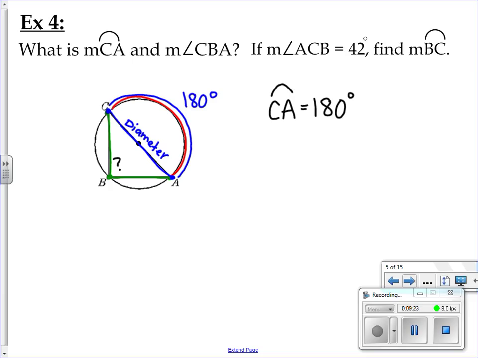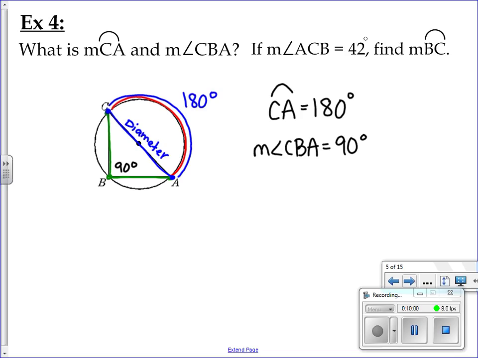So now that I have that arc, angle CBA is the inscribed angle that goes with that arc, so it's going to be half of it. So it's half of 180, 90. So anytime you have an inscribed angle that opens up to form a diameter, that inscribed angle will always be 90 degrees because its arc will always be half a circle, which is 180.